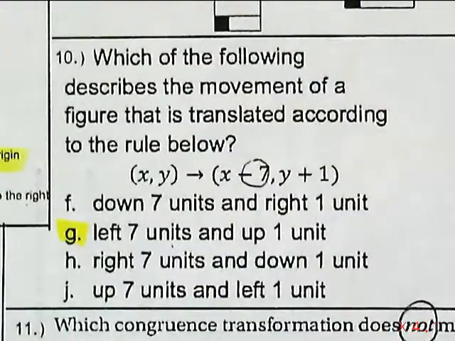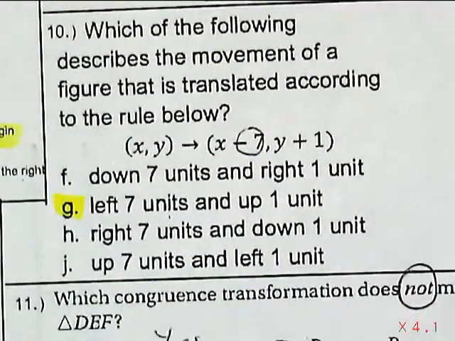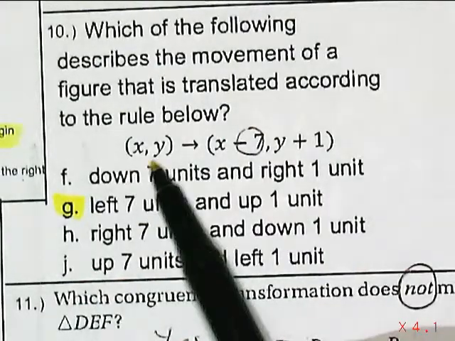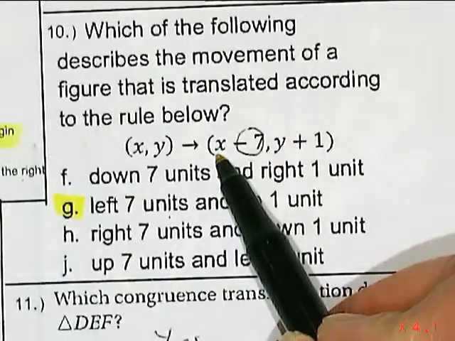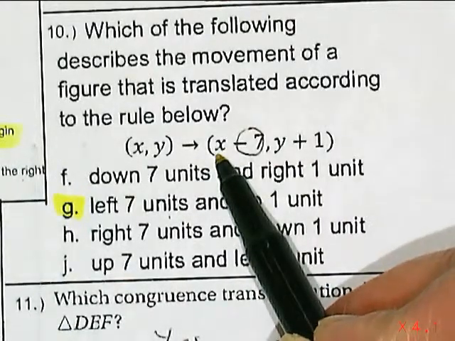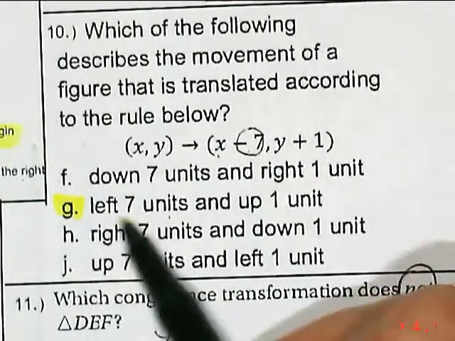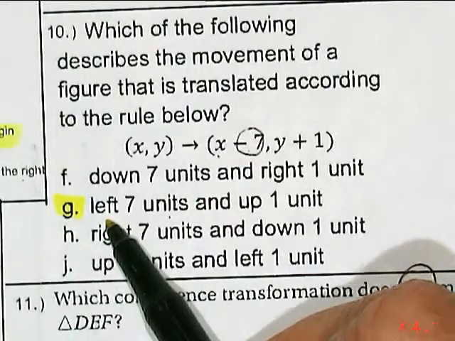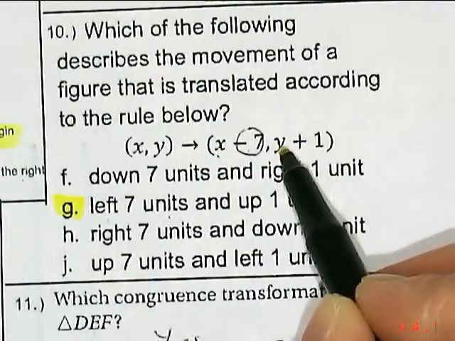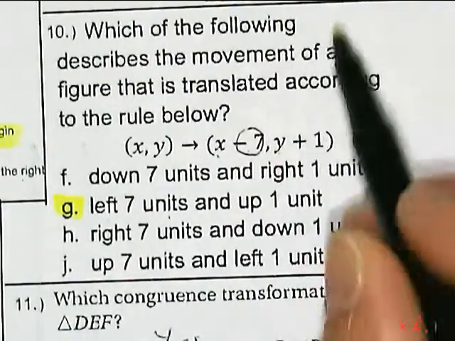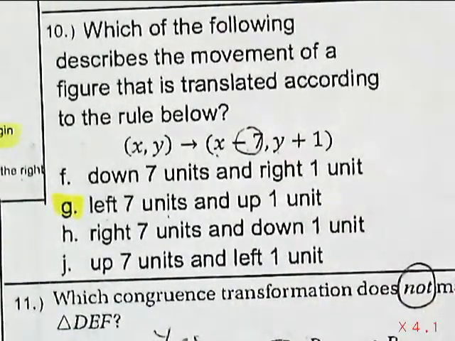Question number 10. Which of the following describes the movement of a figure that is translated according to the rule below? X comma y to x minus 7, y plus 1. Well, the x coordinates on a coordinate plane go left and right. So minus 7 goes left 7 units. And the y coordinate, a positive one, y goes either up or down. Well, plus 1 means going up. That's the reason why the answer is choice G.